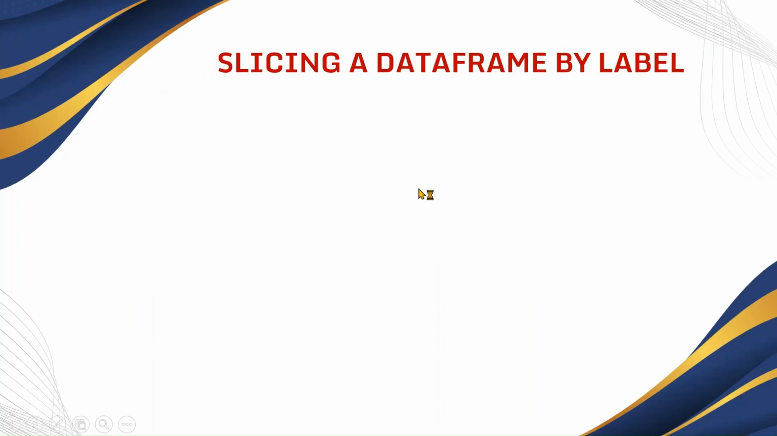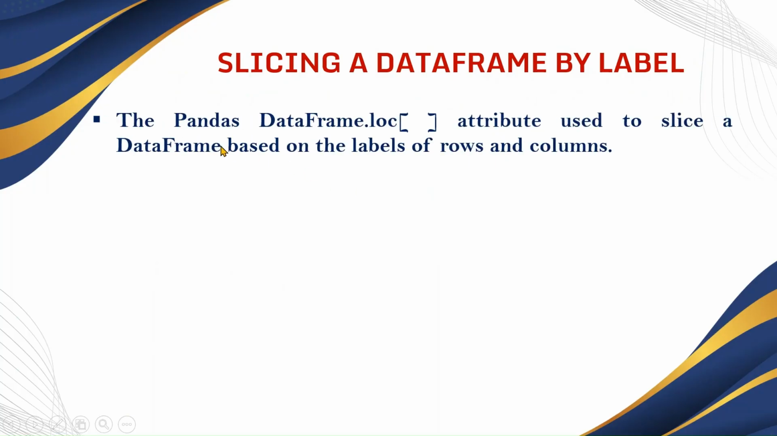Now, slicing a data frame by label. The pandas data frame .loc. In the previous slide we have seen iloc, but here we are seeing .loc. loc is for labels, iloc for indexing. It is used to slice a data frame based on labels of rows and columns. Rows can have labels instead of 0, 1, and 2, and columns also have labels, just now we are seeing the column labels col1 and col2.